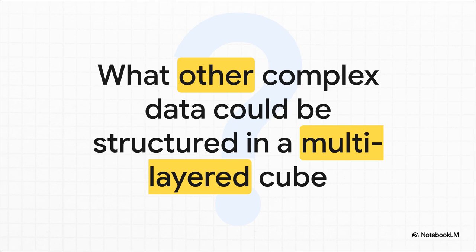But it really makes you wonder, doesn't it? If we can map language onto a multi-layered cube, what other kinds of complex data could fit? Could you encode, say, a genetic sequence this way? Or what about a musical score? The possibilities, they're just fascinating to think about.